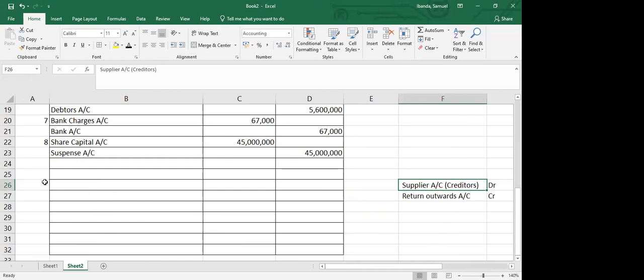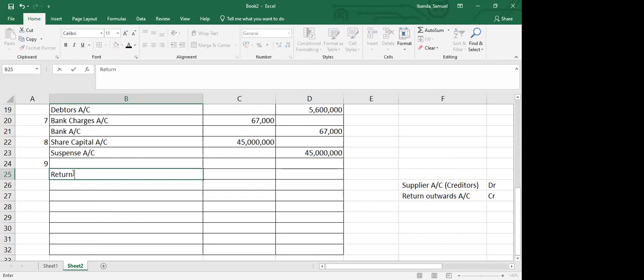So when you come here, because they said they did the right thing in the supplier's account, what we are going to do is credit our return outwards account. This is our part 9. So we shall credit our return outwards account by how much? By the same value they have given us, which is 1.1 million. And we are going to debit. Which account are we going to debit? We are going to debit a suspense account.